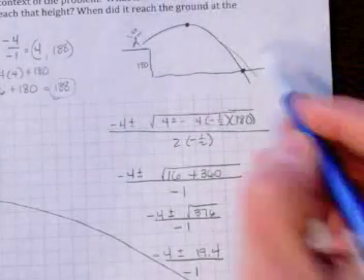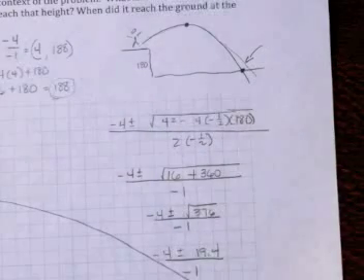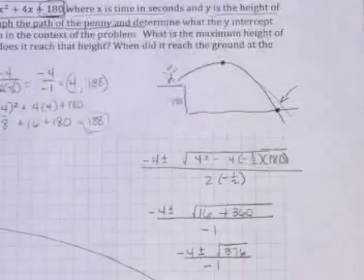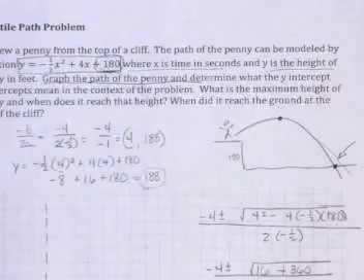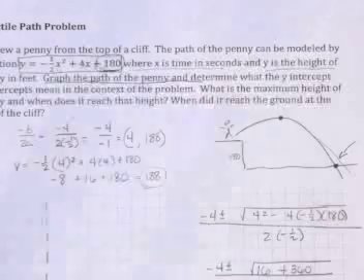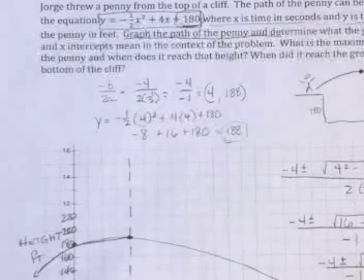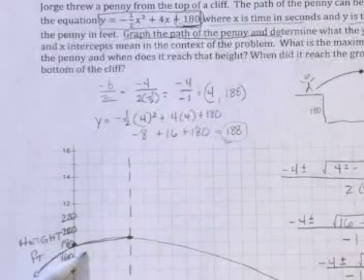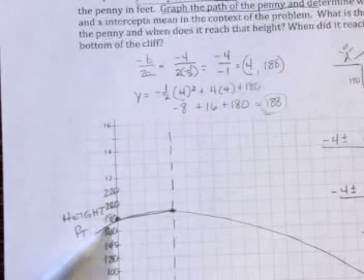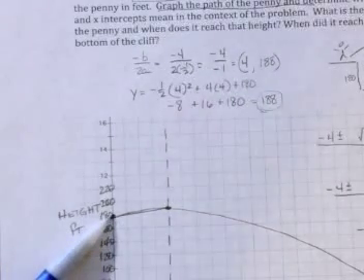So if I look back at my original picture, that point's right there. So let's go back to the problem, and let's read through the problem a third time and see if we've answered all the questions that we need to. It says, graph the path of the penny and determine the y-intercept and x-intercepts and what they mean. So we already decided we have a y-intercept here when time is 0 and the height is 180. And that tells us that our projectile was thrown or shot off of a platform or cliff that was 180 feet in the air.